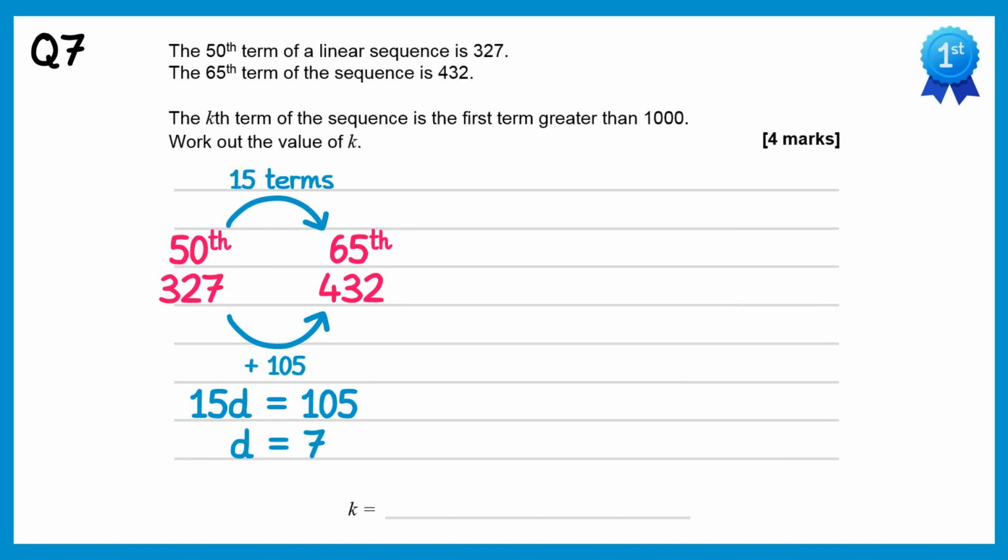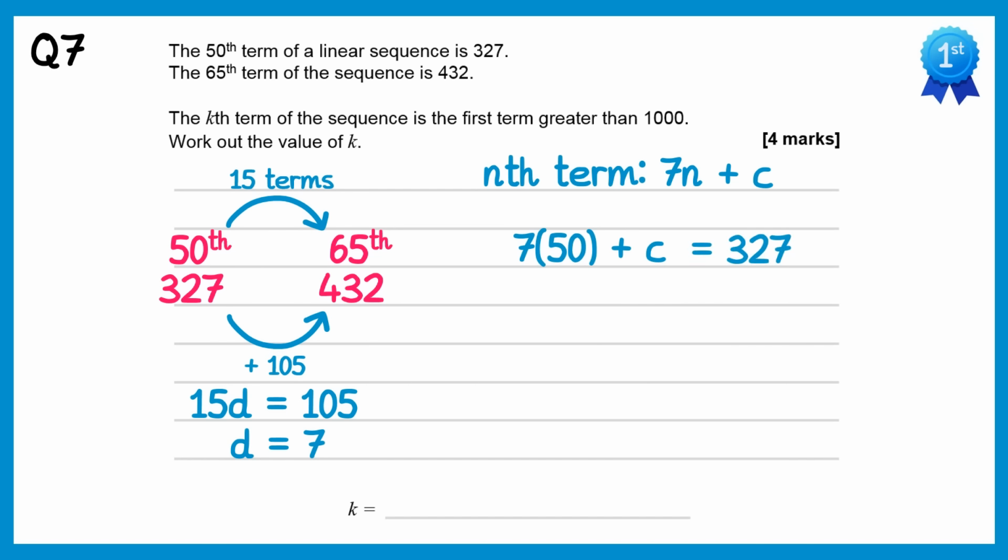Since this is a linear sequence, it must have nth term 7n plus something, which we'll call c. We know the 50th term is equal to 327, so 7 lots of 50 plus something must equal 327. If you rearrange this, 7 times 50 is 350, so c is 327 take 350, which gives you negative 23. So we know the nth term is 7n take 23. In the question, we're asked to find the first term which is greater than 1000. So we can write the nth term, 7n take 23, is greater than 1000.